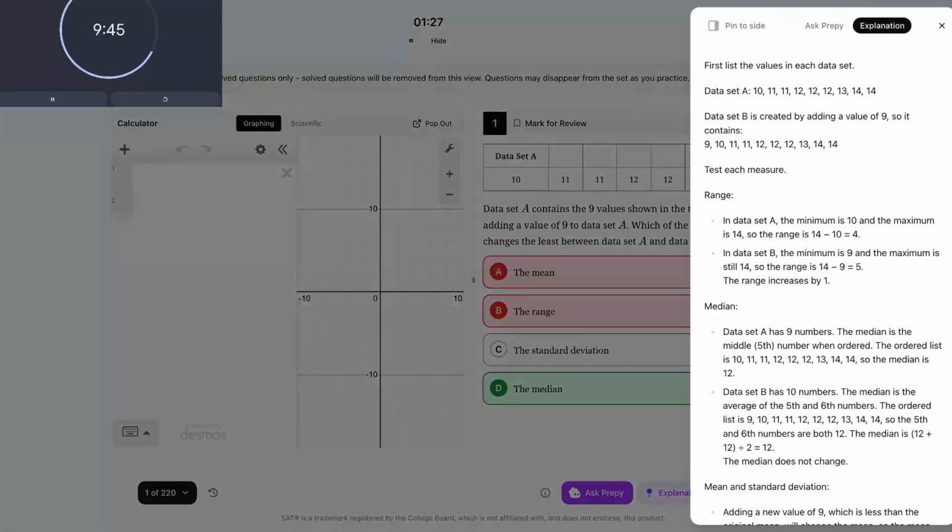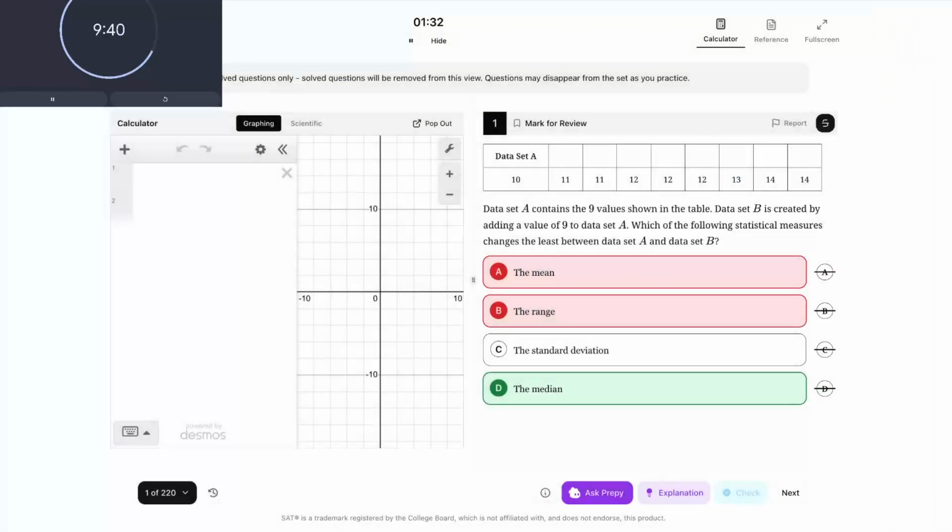Okay, okay. So apparently this one adds a value of 9 and is asking us which of the following statistics changed the least. Okay. I see. Which one changed the least? Usually for a statistical question, usually the median changed the least.